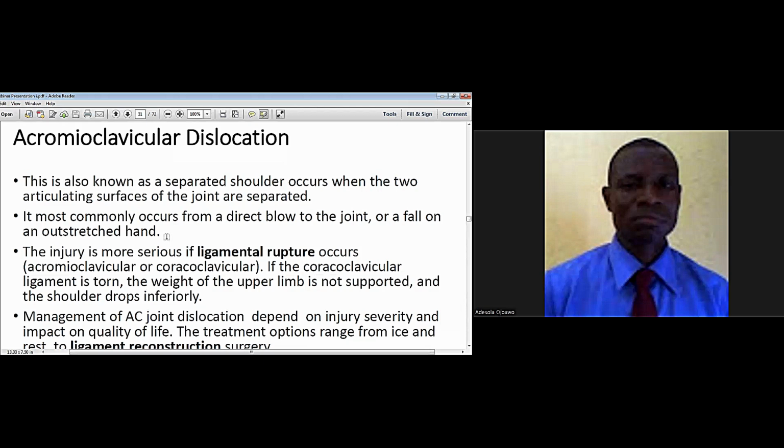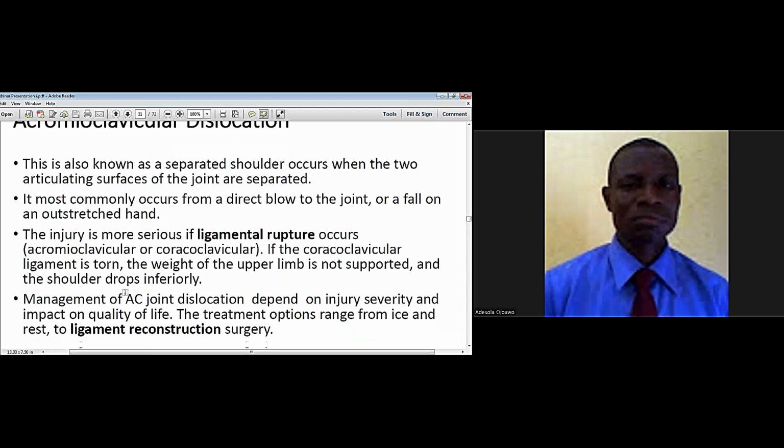So that's what we call the shoulder joint complex. You cannot just take the shoulder and say, oh, no, that was very important. It's the one that links the shoulder to the other part of the body superiorly. If the coracoclavicular ligament is torn, the weight of the upper limb is no longer suspended or supported, and the shoulder will drop inferiorly.